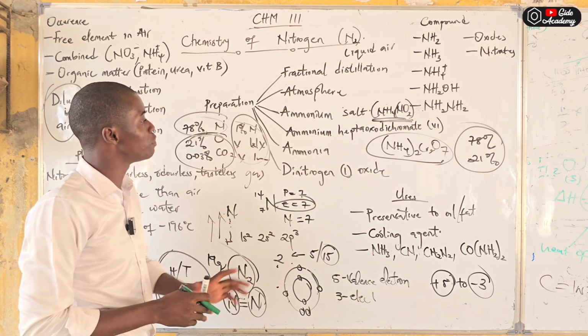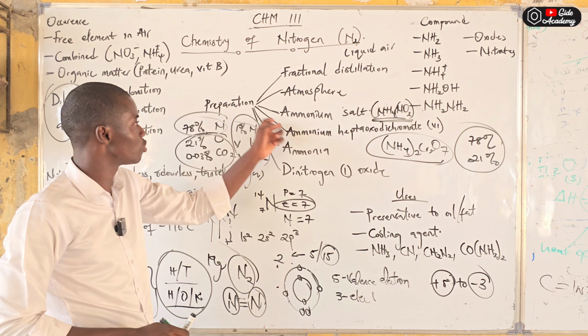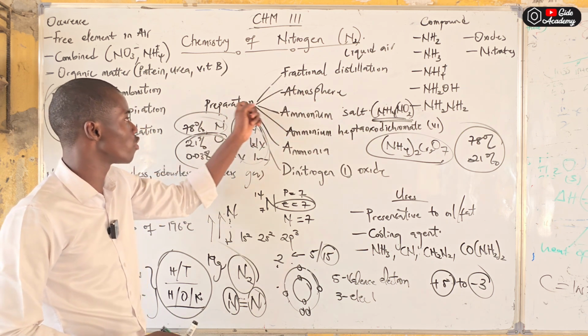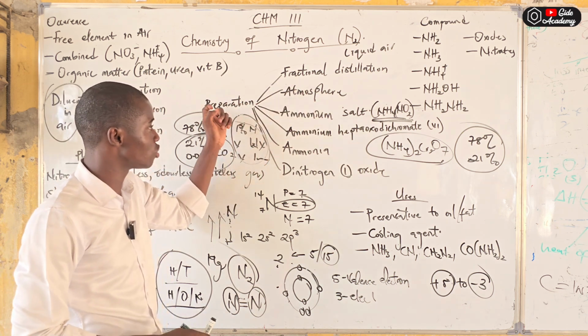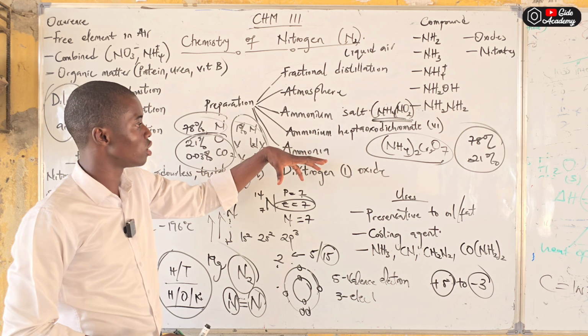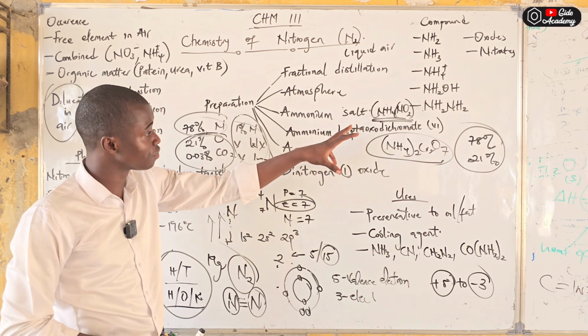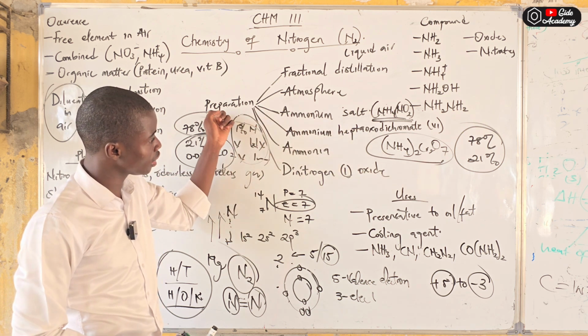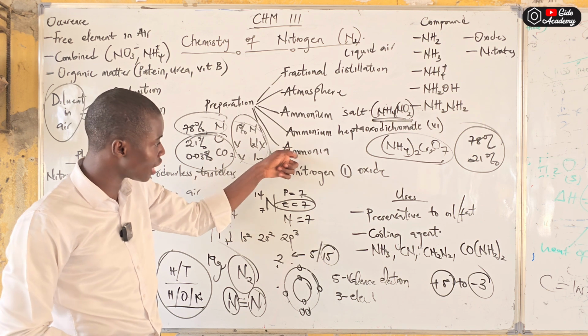But our major focus is the preparation of what? Of nitrogen. So fractional distillation of the atmosphere will give us nitrogen. Ammonium salt, which is ammonium nitrite, is going to give us what? Nitrogen. We have ammonia as well.